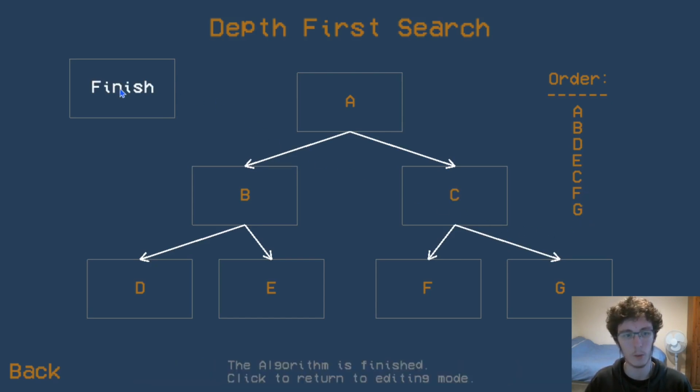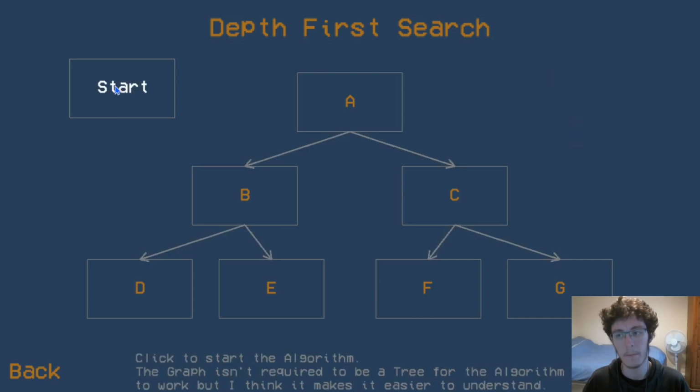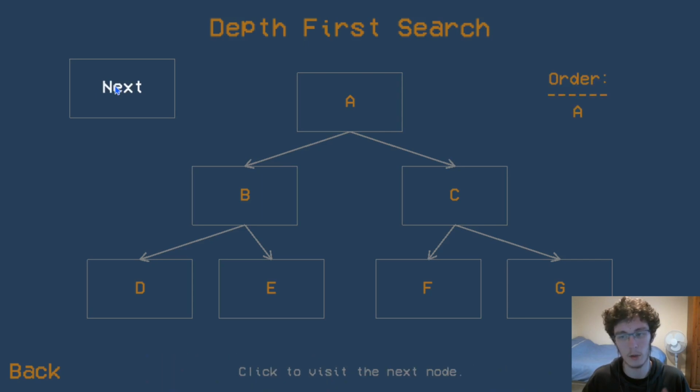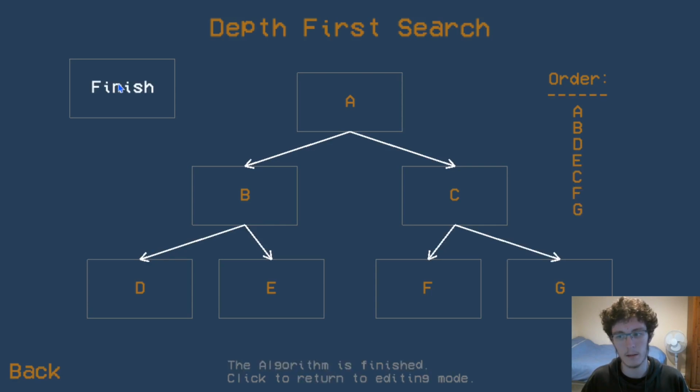So we can also see visually that we are going as deep as we possibly can. That's why it's called depth first search. We're going as deep as we possibly can. So we're going to B, and then we're looking at B's children before we finish traversing all of A's children. Like this.